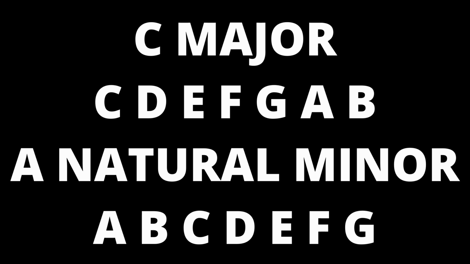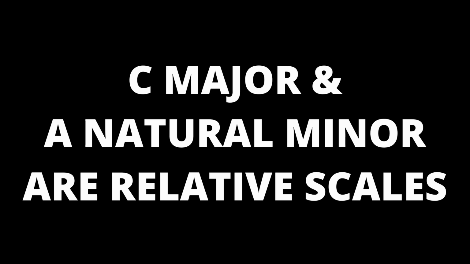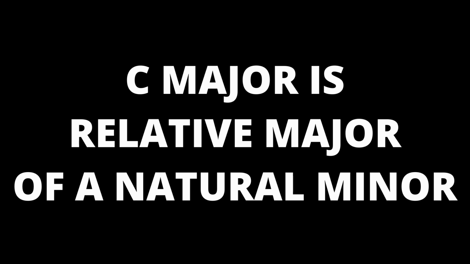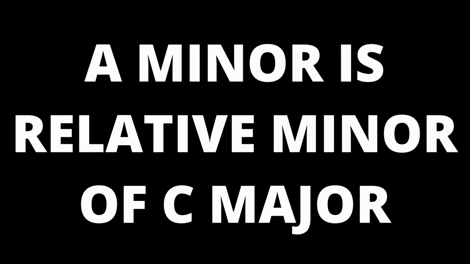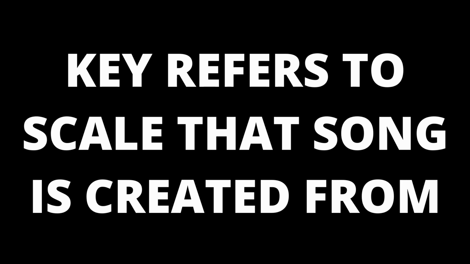The C major scale has the notes C, D, E, F, G, A and B. The A natural minor scale has the notes A, B, C, D, E, F and G. You can see that they have the same set of notes, which just start and end on different notes. Because of this, these two scales are called relative scales. C major is the relative major of A minor, and A minor is the relative minor of C major. As we discussed earlier, a key refers to the scale that a song is created from.